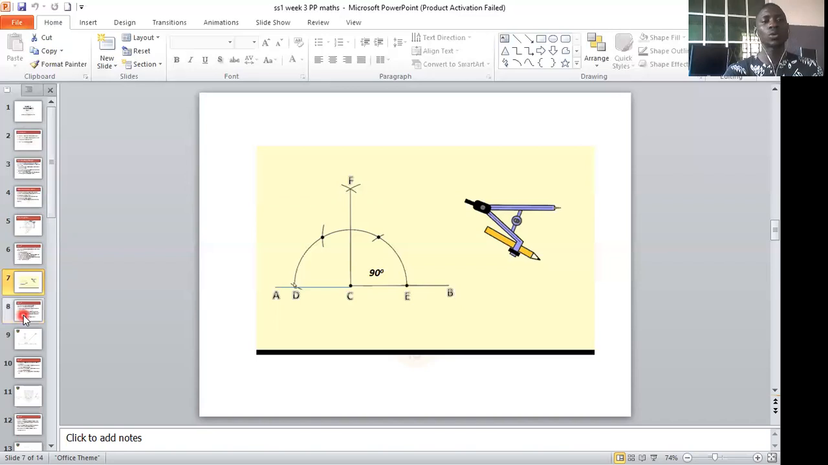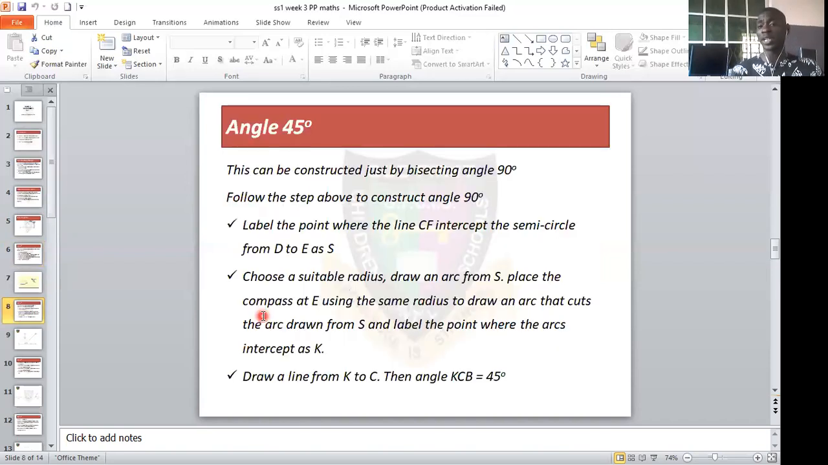So now we'll go to angle 45. I told you earlier that in bisection, you can easily bisect an angle. We know that angle 45 is half of angle 90, so it can be constructed by just bisecting angle 90. Following the steps we used for angle 90, first construct your angle 90, then we bisect it. So how do you bisect?